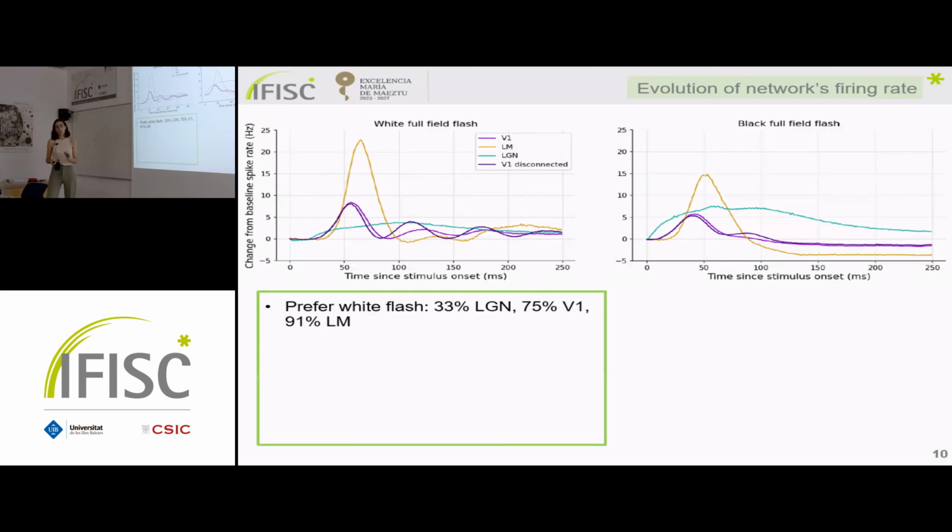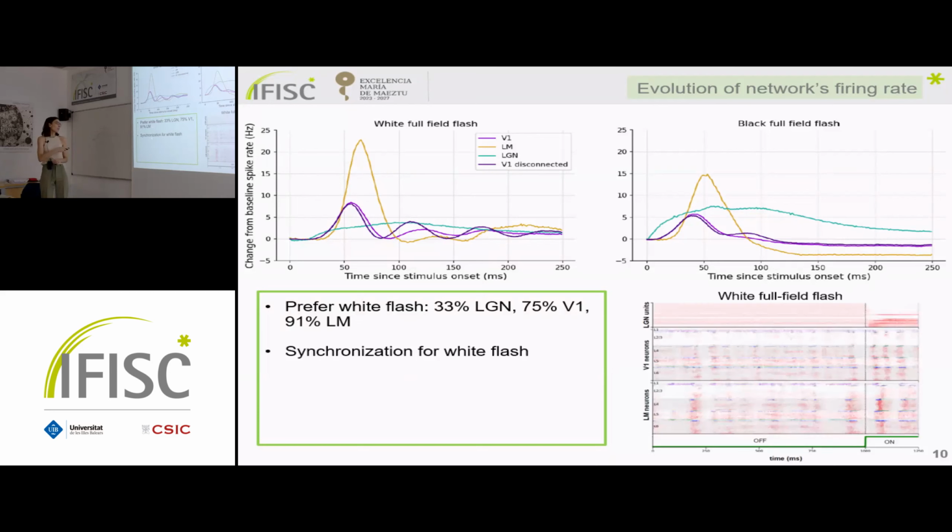Indeed, if we compute the percentages, we see that 33% of LGN neurons only prefer the white flash, whereas this percentage is 75% and 91% for V1 and LM neurons. In addition, we see that there is a strong synchronization for the white flash. This can be noticed here, and can also be seen in the raster plot of one of the trials. These 3 bars correspond to these 3 peaks that we see here.